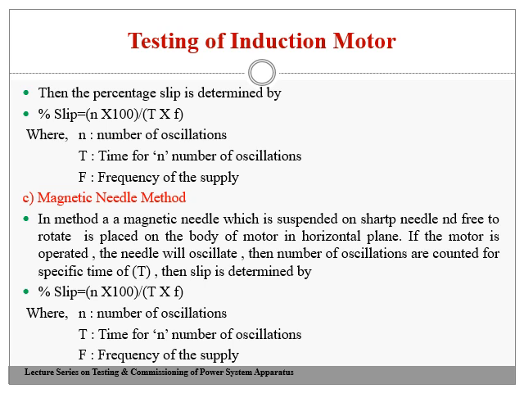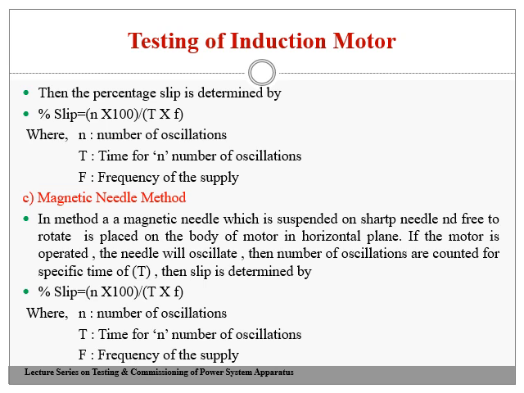Therefore, the number of oscillations of a magnetic needle when the motor is under running condition are counted, and the percentage slip can be determined with the help of this equation: n into 100 divided by t into f, where once again n is the number of oscillations of the magnetic needle, t is the time over which the particular number of n oscillations are counted, and f becomes the frequency of the supply.